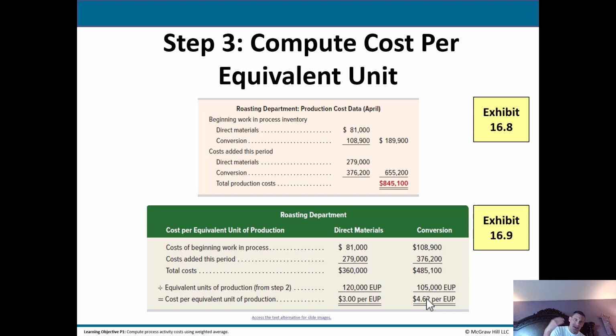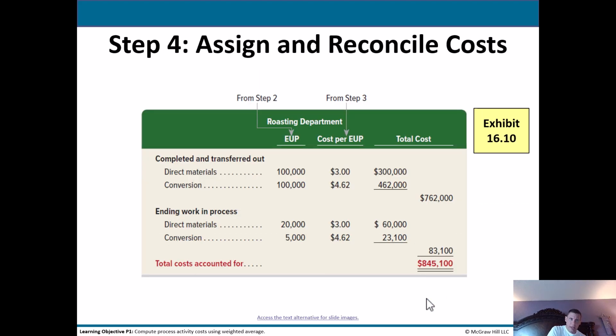If you don't do that and you instead just use the actual number of units, bearing in mind they're not complete, then if you think about it, it would serve to skew your cost data and your subsequent per unit data. All right, step 4, assign and reconcile costs. I've put in here references to step 2 and step 3, so if you want to go back, you can certainly do that.